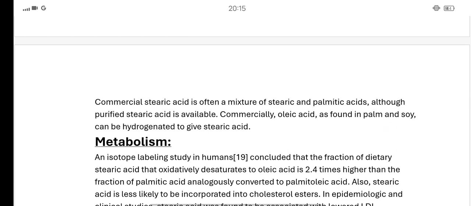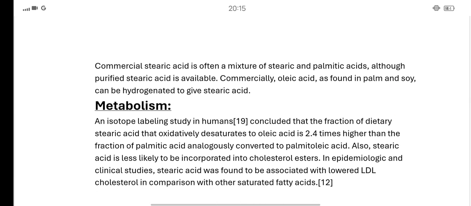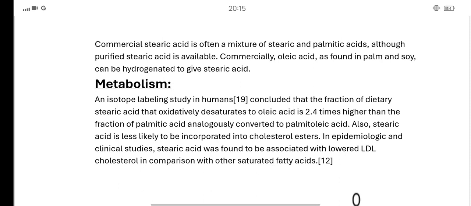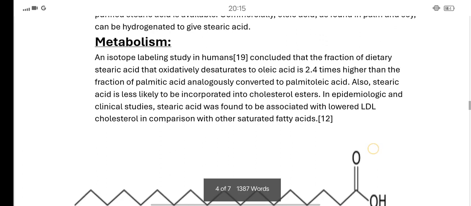Commercial stearic acid is often a mixture of stearic and palmitic acid. Although purified stearic acid is available commercially, oleic acid, as found in palm and soy, can be hydrogenated to give stearic acid. Metabolism of stearic acid.